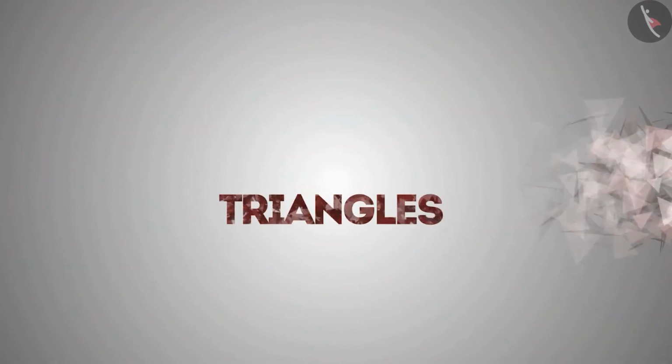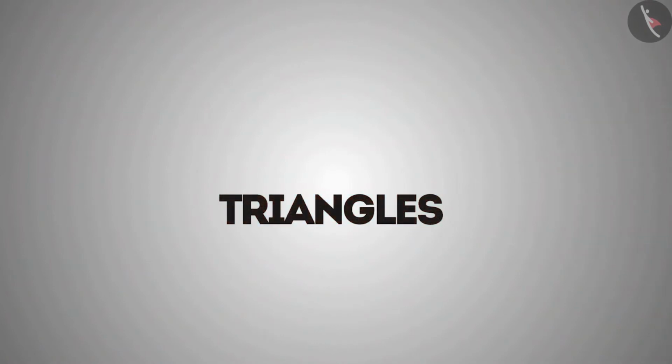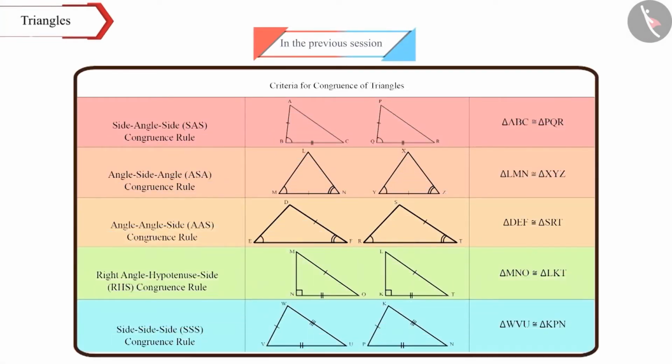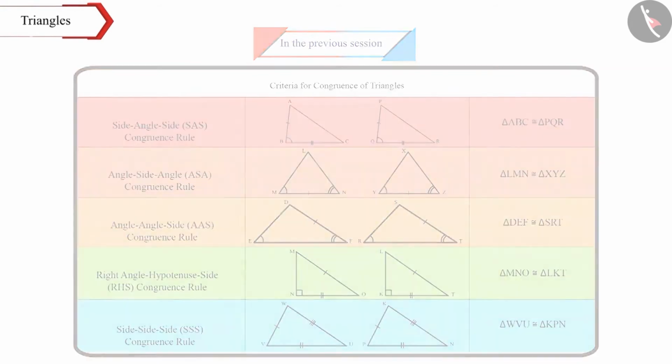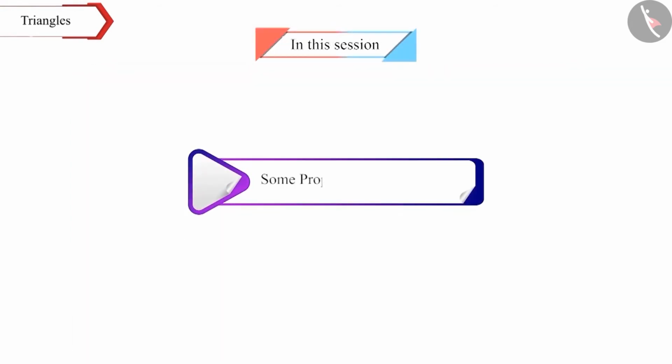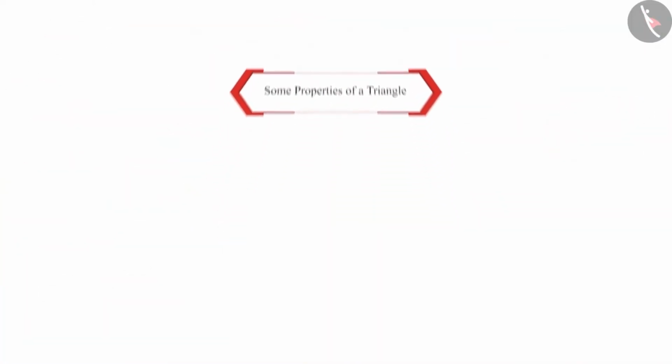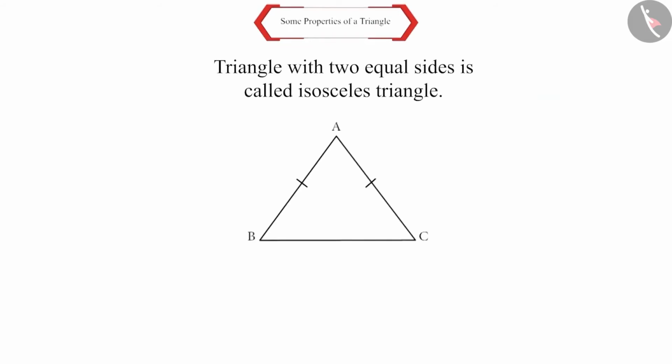Hello friends, welcome to this video on triangles. In the previous video, we discussed some criteria of congruence of triangles. Today, using these, we will discuss some properties of a triangle, especially those triangles that have two equal sides. Friends, in the previous session we have learned that a triangle with two equal sides is called an isosceles triangle.